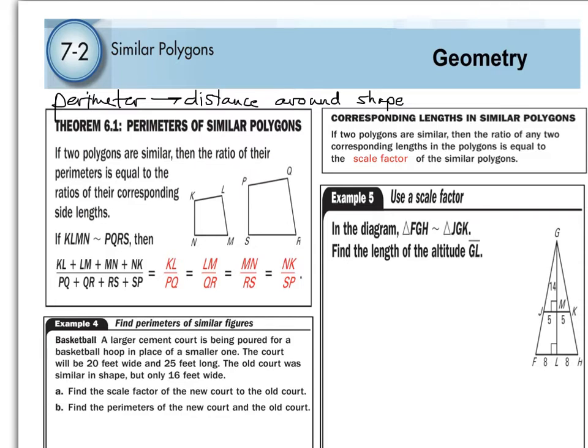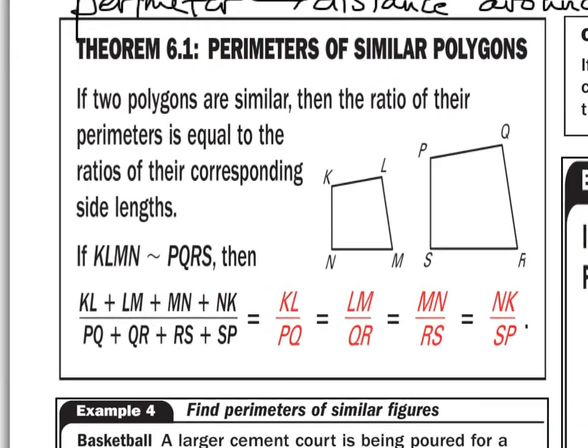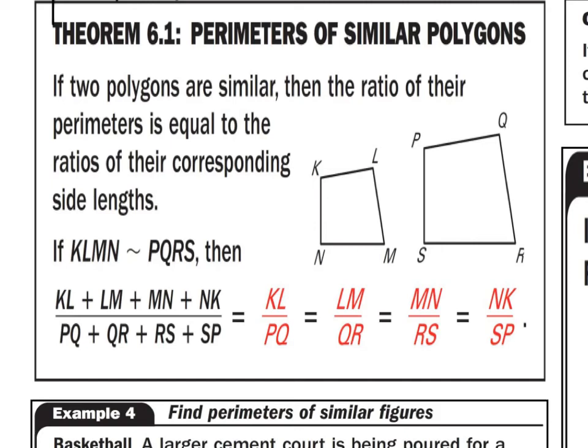Now, when we start diving into perimeters and talking about similarities, if two polygons are similar, then the ratio of their perimeters is equal to the ratios of their corresponding side lengths. So what they're saying here is, if the two shapes are similar, and I add up all the sides of the first shape over the sides of the second shape, it's going to be equal to one side over its corresponding side.